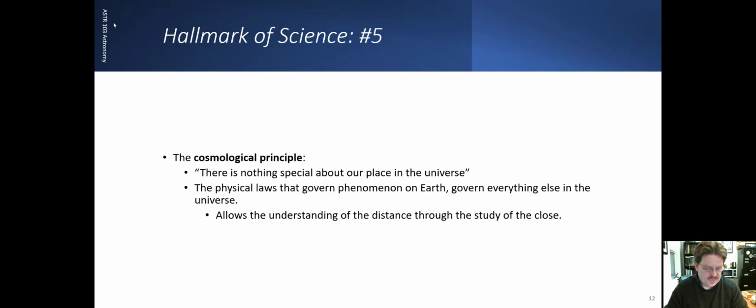And then hallmark 5, and really this is more of a hallmark of astronomy rather than science in general, is what is known as the cosmological principle. It is an updated version of the Copernican principle, which basically says that we're not special. The cosmological principle has two major parts to it. The first one is there is nothing special about our place in the universe, meaning that if you were to take observations of the universe from our position, and then from, say, Alpha Centauri or somewhere in the Andromeda Galaxy, those observations would essentially be the same. Ultimately, the conclusions that you would come to based on those observations would be the same.